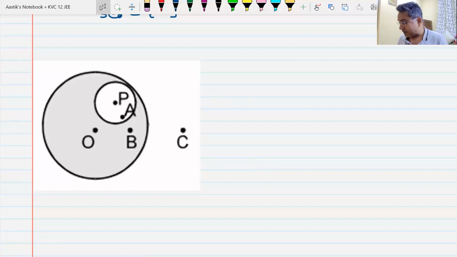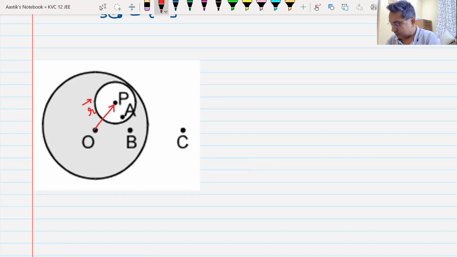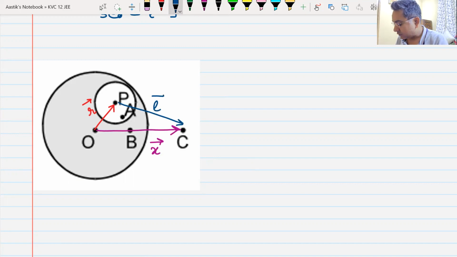So let me tell you what things are known and what answer you have to give. This is your R vector, the position vector of point P. If you want, you can use it as R vector. This vector, I will call it as the X vector. I am giving you the most general form. And this vector I will call as the L vector. So now you have to give me the answer in terms of these 3 vectors.